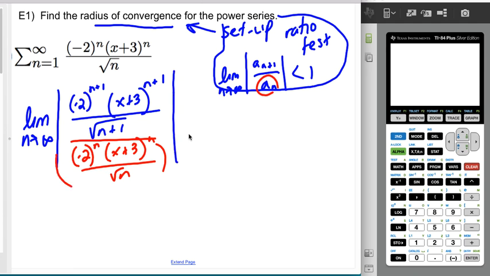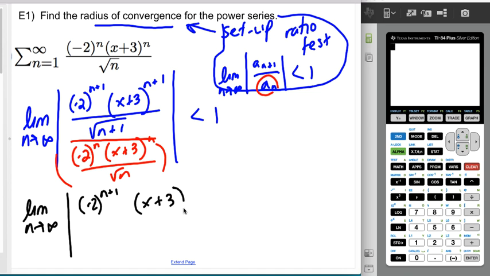All right, so when we clean this up, we want this to be less than 1, but really you're just going to save all the work and leave that less than 1 for the end. So when I clean this up, I'm going to get the limit as n approaches infinity. So I have a negative 2 to the 2n plus 1. I have an x plus 3 to the n plus 1. And then on the bottom of the fraction, I have a root n minus 1, n plus 1.